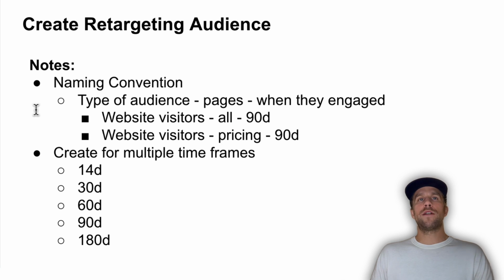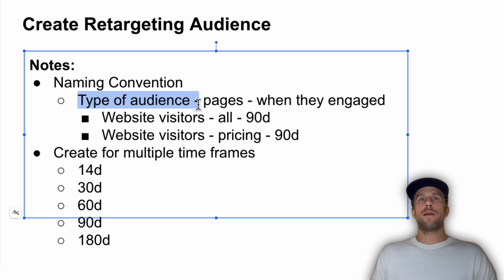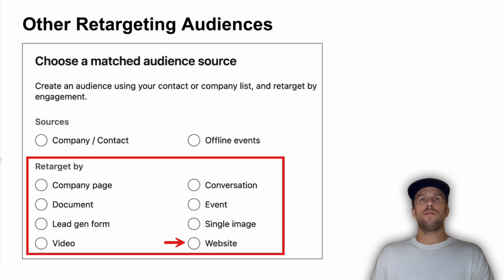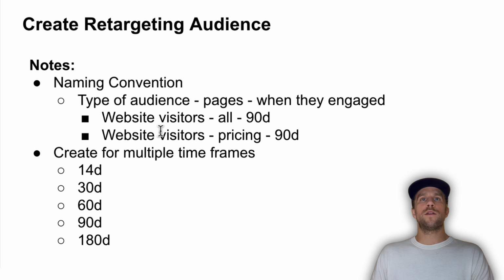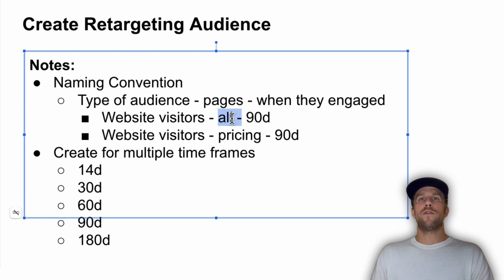Now, when we create our retargeting audiences, we're going to use this naming convention. I like to use type of audience, then the page, and then when they engaged. So for example, we're creating website visitors audiences based off of this. So we know that it's a website visitors audience. We're going to be creating it for all pages. But again, if you have specific pages that get a lot of traffic, like your pricing page, you can create a retargeting audience for your pricing page. And then we're going to add in when they engaged.